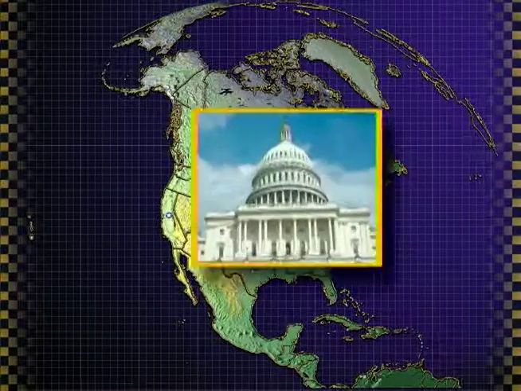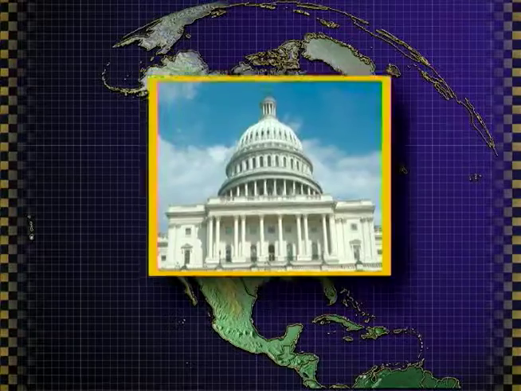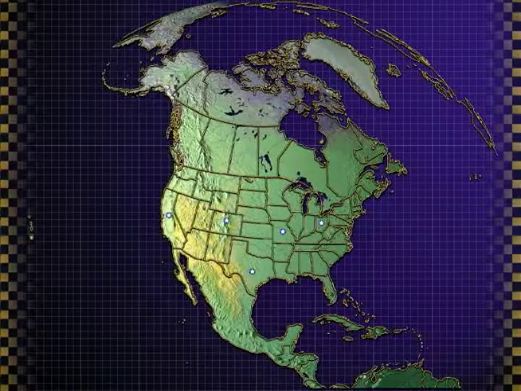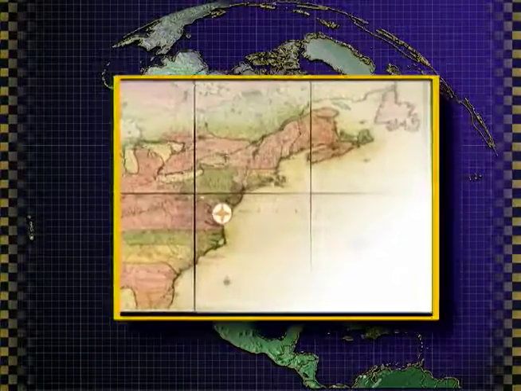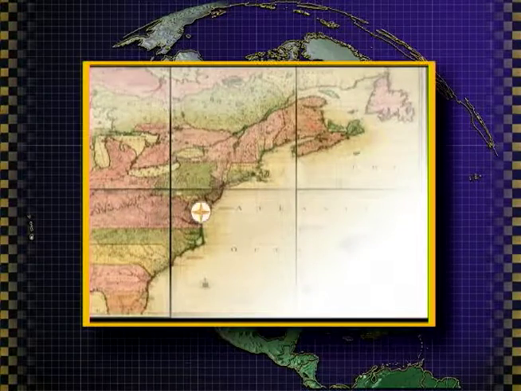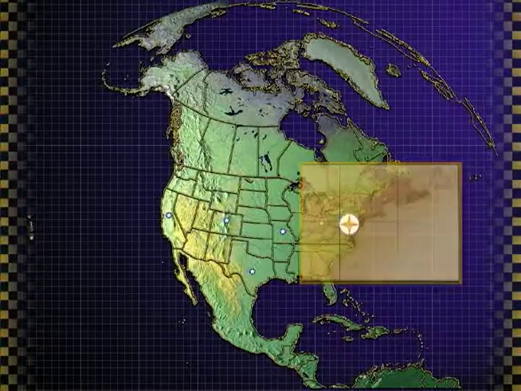Well then, why isn't Washington, D.C. located in the middle of the United States? Because when people were picking our nation's capital, this was all there was to our country. None of the area to the west of the Appalachian Mountains had become states.